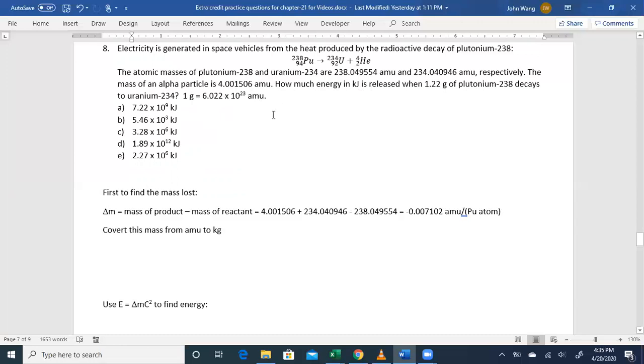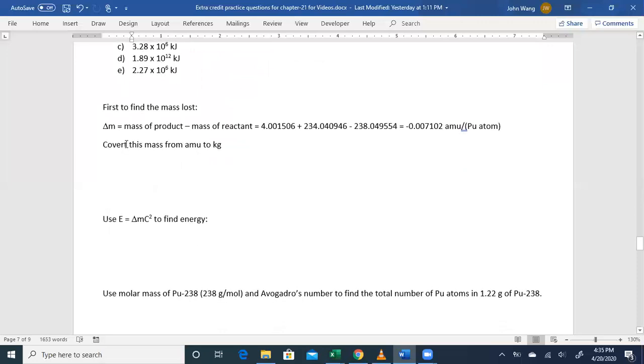To solve the problem, you will first find out the mass loss. That mass loss we will call delta M. So delta M will equal the mass of the products minus the mass of the reactant. We have two products. These two are the products. From the given problem, just carefully enter those numbers in your calculator, and this is the reactant. So you do the subtraction, and you see the mass loss.